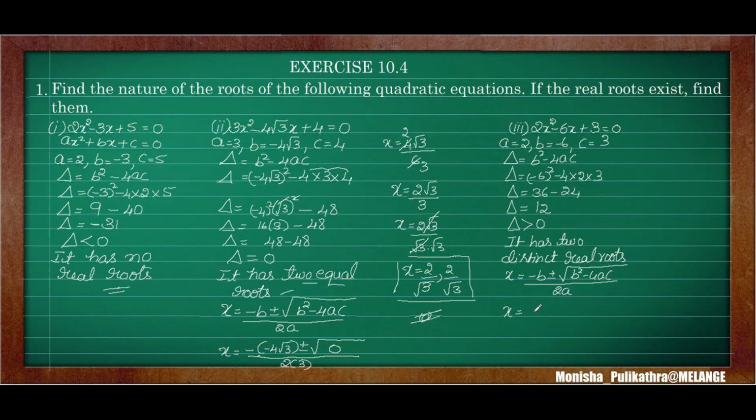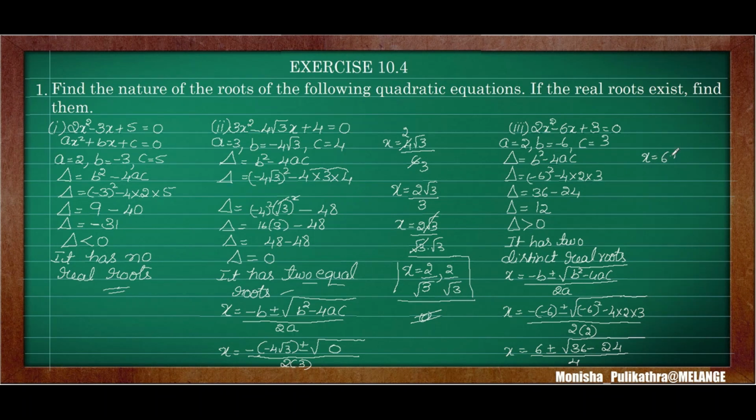So x is equal to, here minus b is minus 6, so minus of minus 6, plus or minus square root of b, which is minus 6, whole square, minus 4 into a into c, which is 3. A is 2 into 2. So x is equal to minus into minus, plus 6 plus or minus square root of b square, 6 square is 36, minus 4 2s are 8, 8 3s are 24, 2 2s are 4.